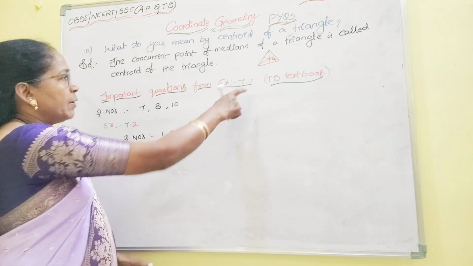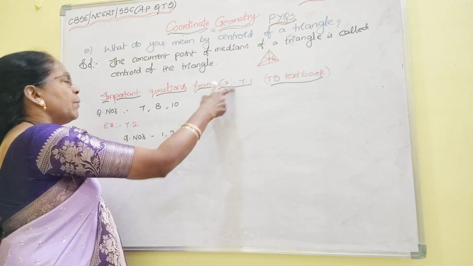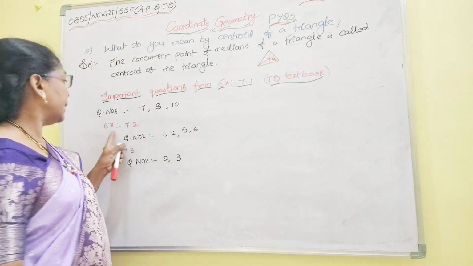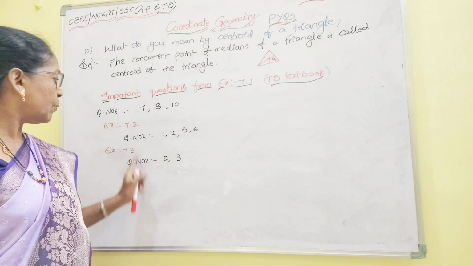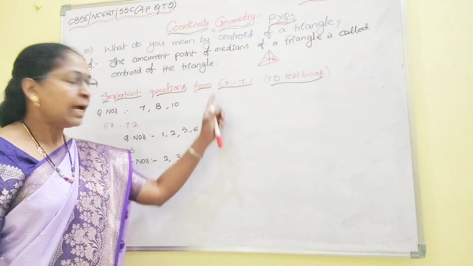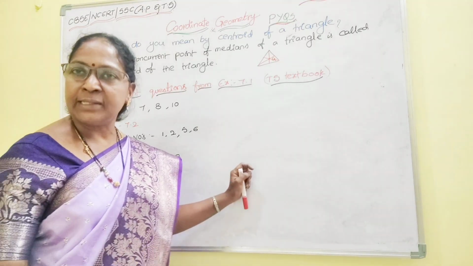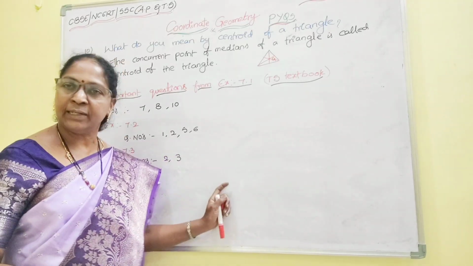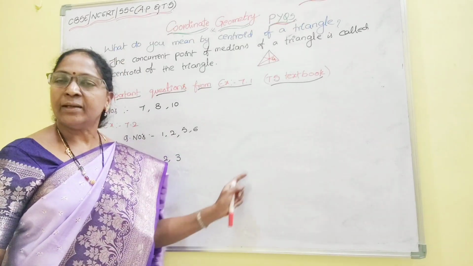Next, from exercise 7.1, questions 7, 8, 10 like that, and 7.2 and 7.3 question numbers I have given here. And some more examples are also there, but I didn't give them here. So concentrate on these sums.